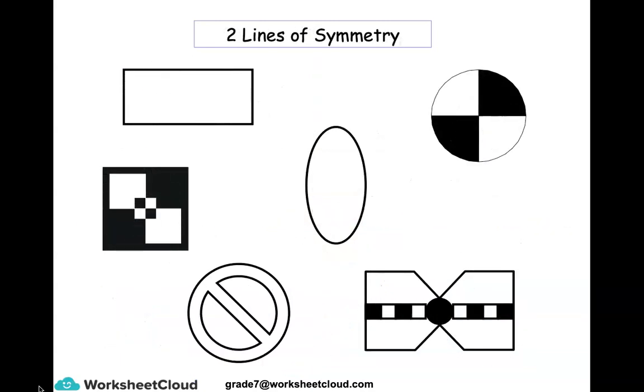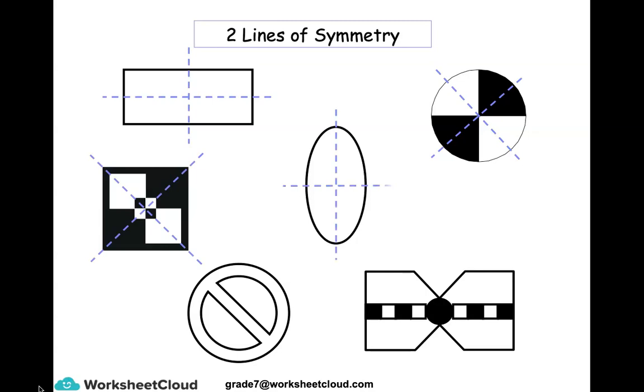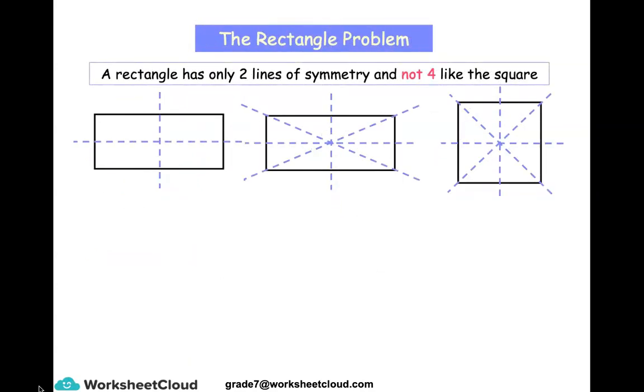Some objects have two lines of symmetry, which is very possible. There you can see that the first one has horizontal and vertical, and two diagonals. Okay, so there are some objects with two lines of symmetry.